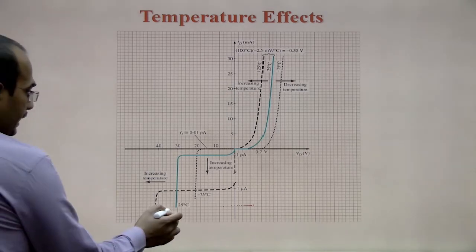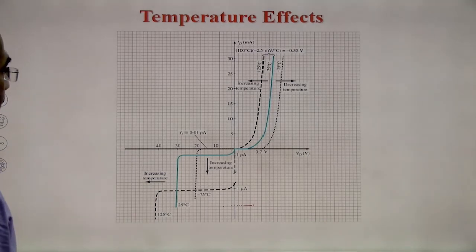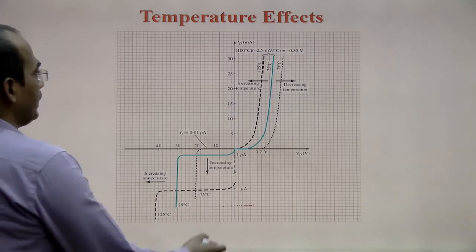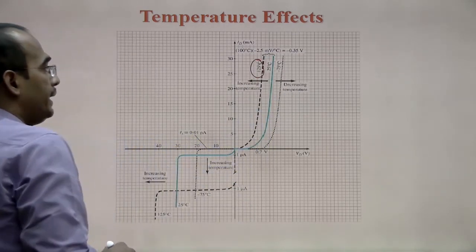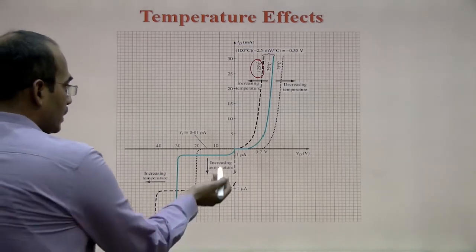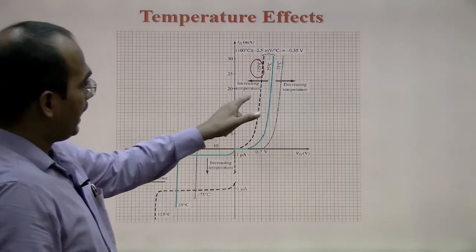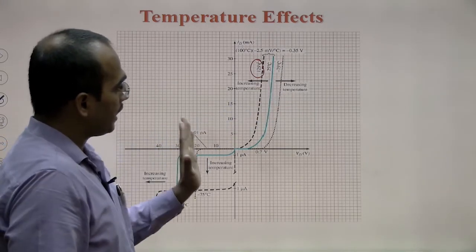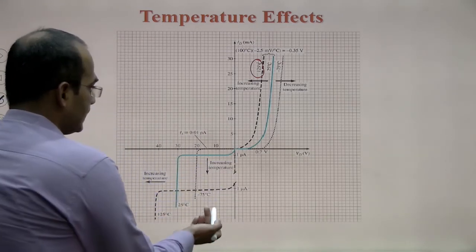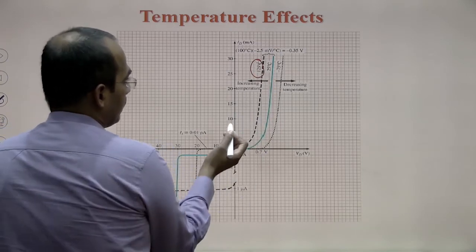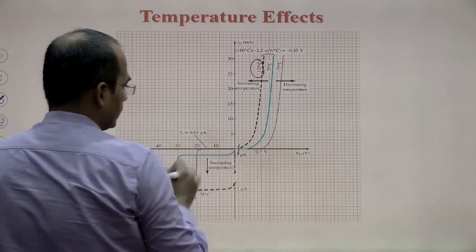The green graph shows the VI characteristic of a p-n junction diode at 25 degree centigrade. When we increase the temperature by 100 degree centigrade, the graph shifts towards the y axis. As we decrease the temperature, the graph shifts away from the y axis. So, in this way you can see that this dashed graph shows that by increasing the temperature, the graph shifts towards the y axis and the cut-in potential decreases.